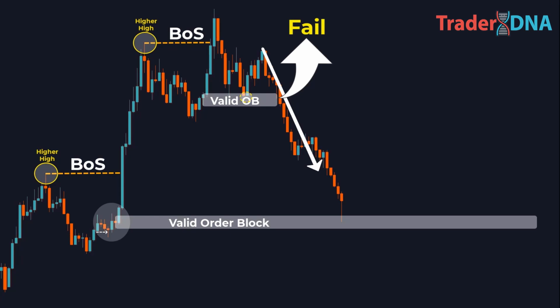The primary reason for this behavior lies in a critical rule. We must always wait for the price to clear inducements before placing any buy or sell orders. This principle ensures that the market structure aligns with our strategy and minimizes the risk of premature entries.